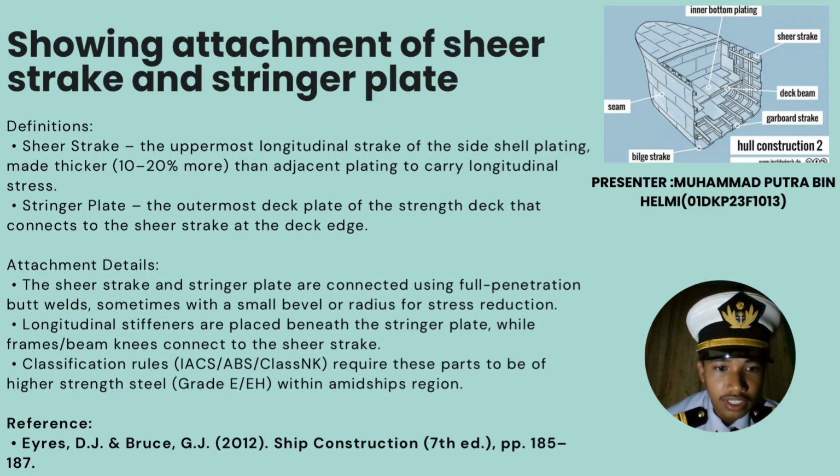Classification rules such as IACS, ABS, and Class NK require these areas to be built with higher strength steel, usually grade E or EH, especially within the midship region. Importance: this attachment is critical because it strengthens the hull girder and helps the ship resist bending stress at sea. If this connection is weak, the ship could suffer from cracks, deformation, or even structural failure in rough conditions.